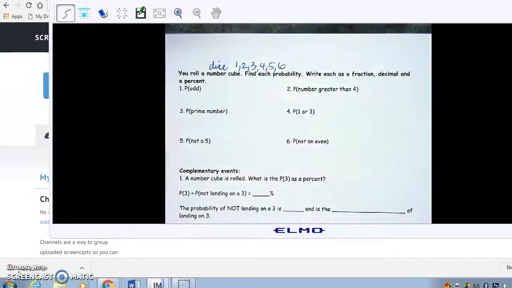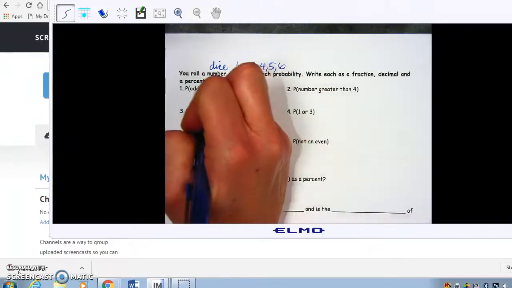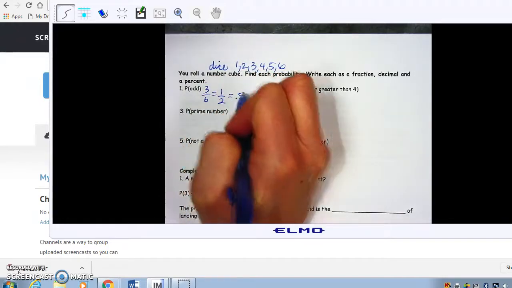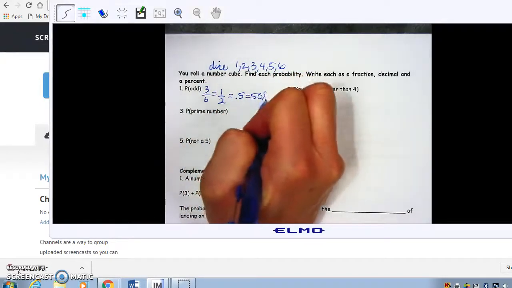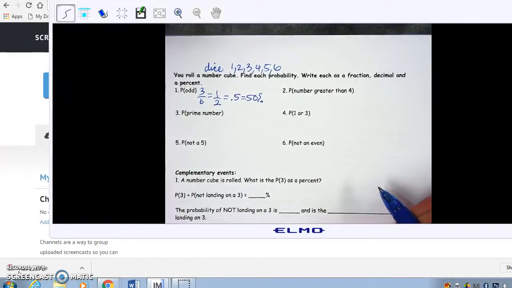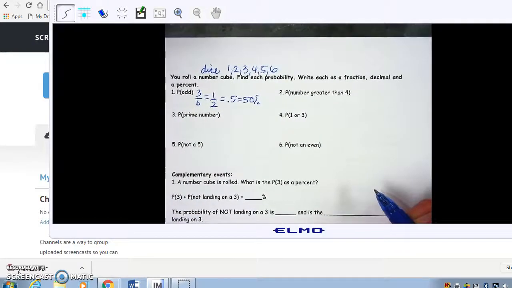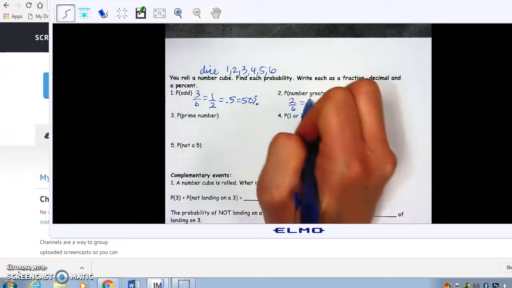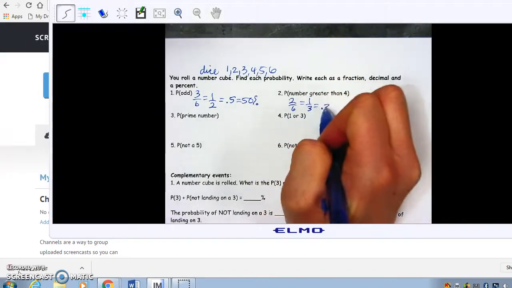What is the probability that you will roll an odd number? Well, that is 1, 3, and 5. So half of them, 3 out of 6, or 1/2 as a decimal and as a percent. What's the probability of getting a number greater than 4? That would be 5 and 6, so 2 out of those 6, or 1/3. And we have 0.3 repeating again.